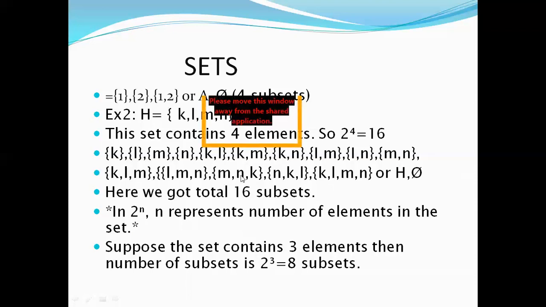So here also when you write the subsets, just to verify whether you got 2 power n, you write the number of elements there, and check whether you got that many subsets according to the formula. That many you should get when you write all the subsets, and you can verify it, children. So suppose the set contains 3 elements, then the number of subsets will be what? 2 cube, that is equal to 8. So you should get 8 subsets.